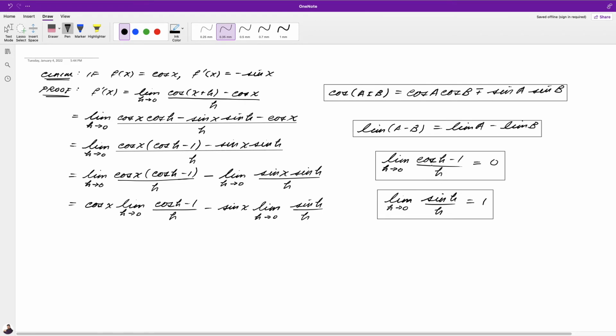All right, so if the limit as h goes to 0 of cosine h minus 1 over h is 0, then that term goes away. Cosine x times 0 is just 0. And the limit as h goes to 0 of sine of h over h is 1, then we're done. This is going to be negative sine of x times 1, which of course is negative sine of x. So there we go.